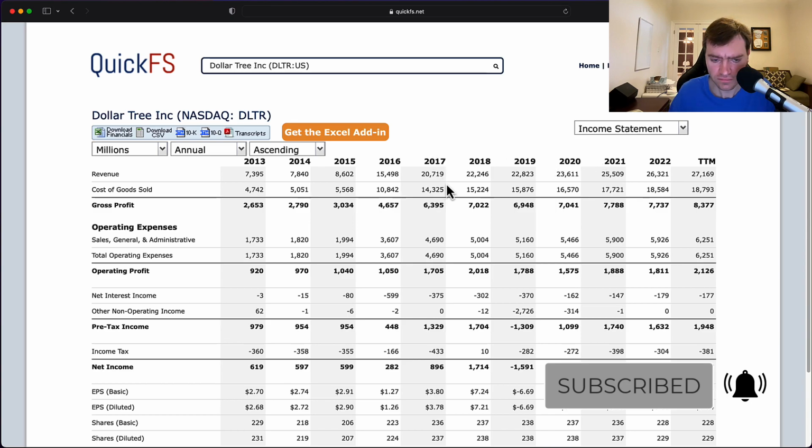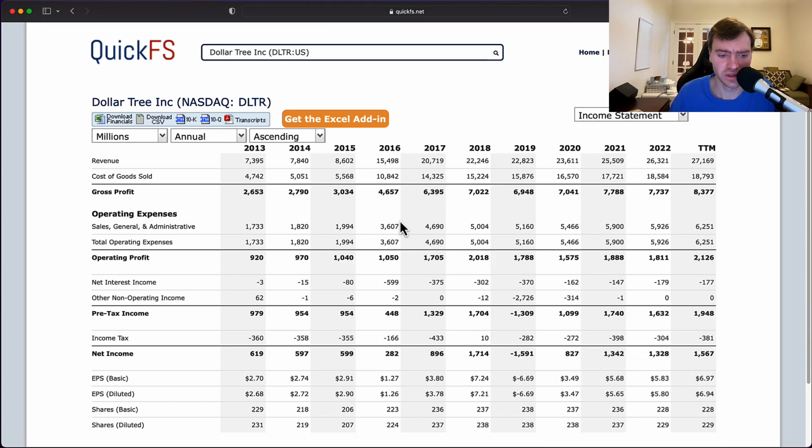Now, first thing on the income statement that leaps out to me is your shares diluted didn't go down across the decade. You started with 231, you ended at 229, you're basically flat. With Dollar General, their competitor, you could see that they were buying back shares constantly and their share count was going down. You don't see that here.